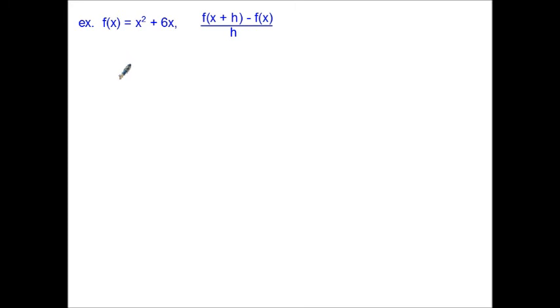So just to hit you with one of those again, if you feel comfortable with this, feel free to fast forward through this part, but here we go. Okay, again, f of x plus h, so in my original function, anywhere I see x, I'm going to put in x plus h, so I've got that squared, plus 6 times the x plus h. And now subtracting the original function, so x squared plus 6x. And again, that h is on the bottom.